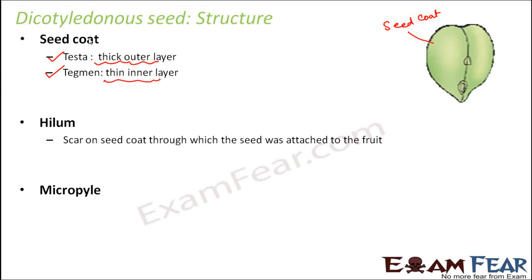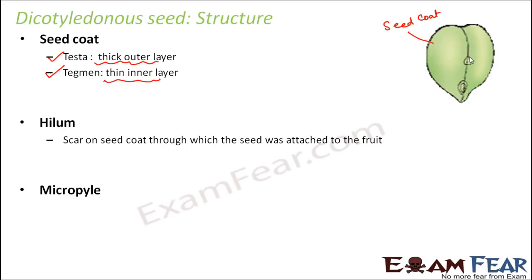Let us next talk about hilum. Now, hilum is a scar on the seed coat through which the seed was attached to the fruit. So, if you see here, you can see a mark here, right? So this mark is nothing but a point where the seed was attached to the fruit. The seed was what earlier? Before, it was an ovule. So that ovule was attached to what before? It was attached to the ovary. So there would have been a point where the ovules were attached to the ovary.